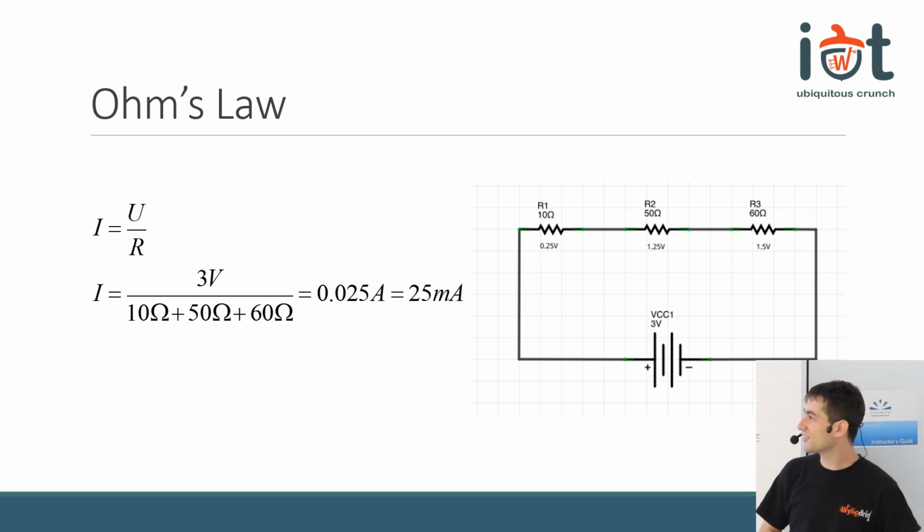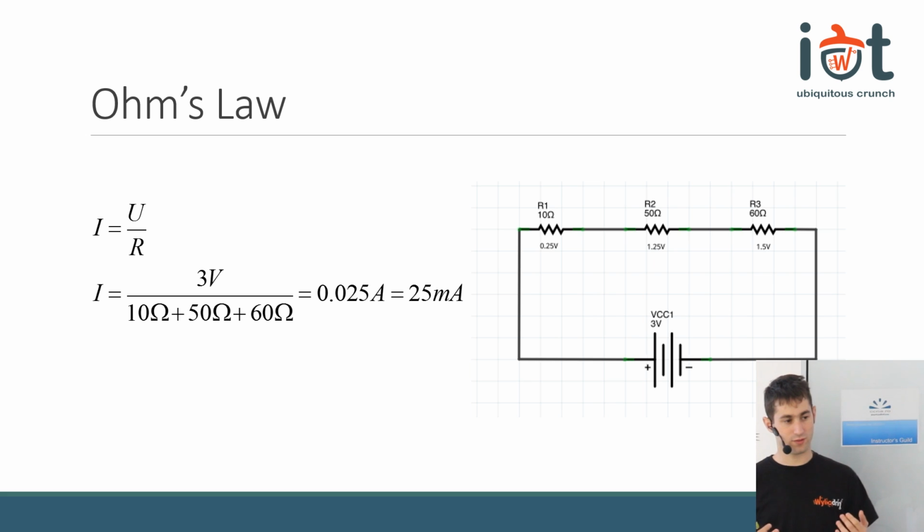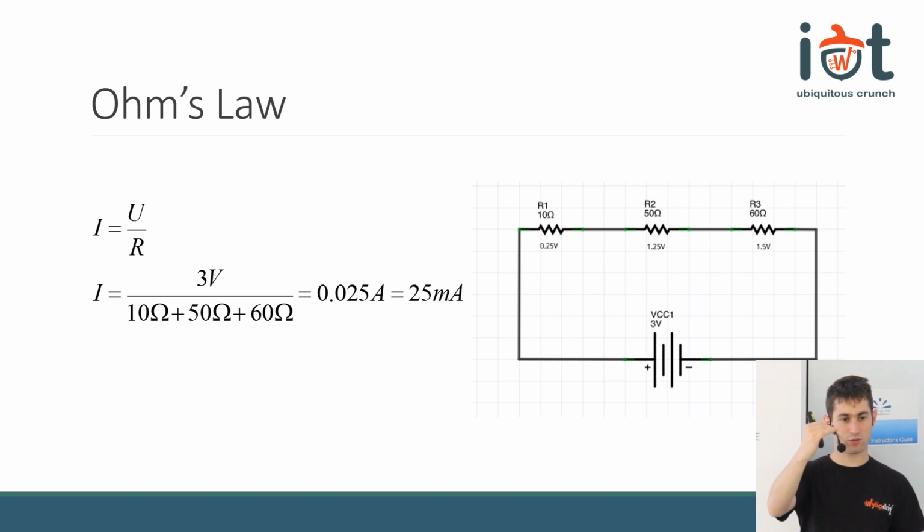Ohm's law states that the current into a branch is equal to the voltage divided by the resistance of the branch. So this is basically Ohm's law. If we take this branch over here, we have 3 resistors. The current is equal to 3 volts, the voltage drop, over the sum of the resistances.